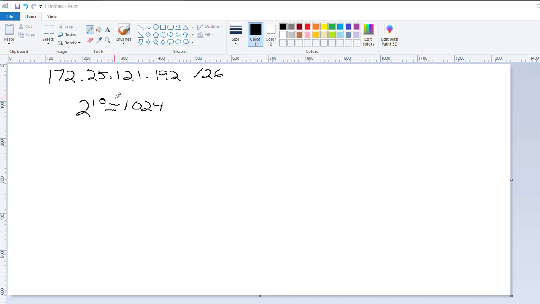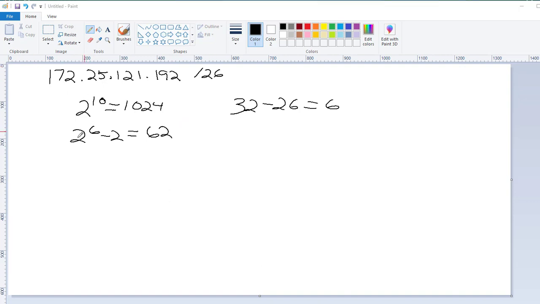So we do our network formula. 2 to the 10 gives us 1024. Then we knock out our host formula. And then for the host formula, remember we have 32 bits in a subnet mask. If 26 of them are ones, then we know that 6 of them have to be zeros. So 2 to the 6 minus 2 gives us 62 usable hosts per network.